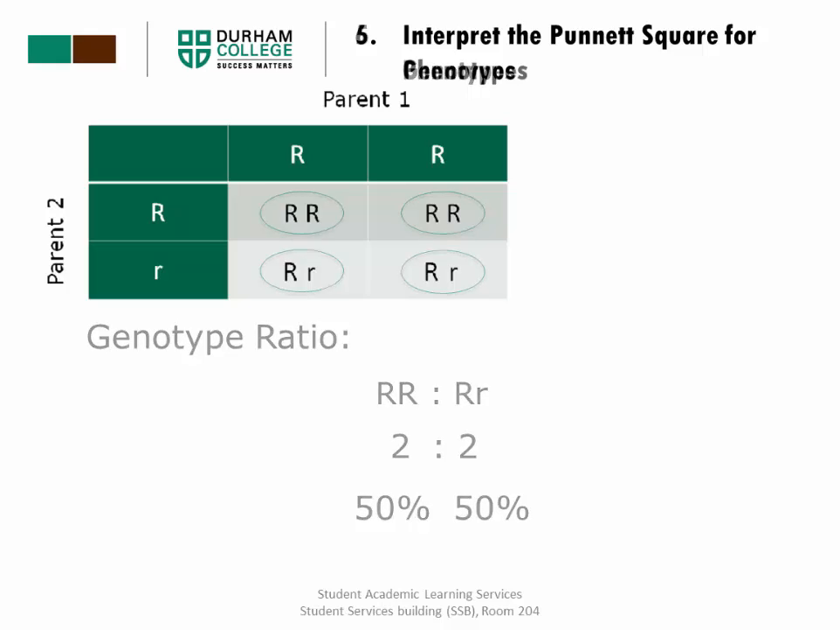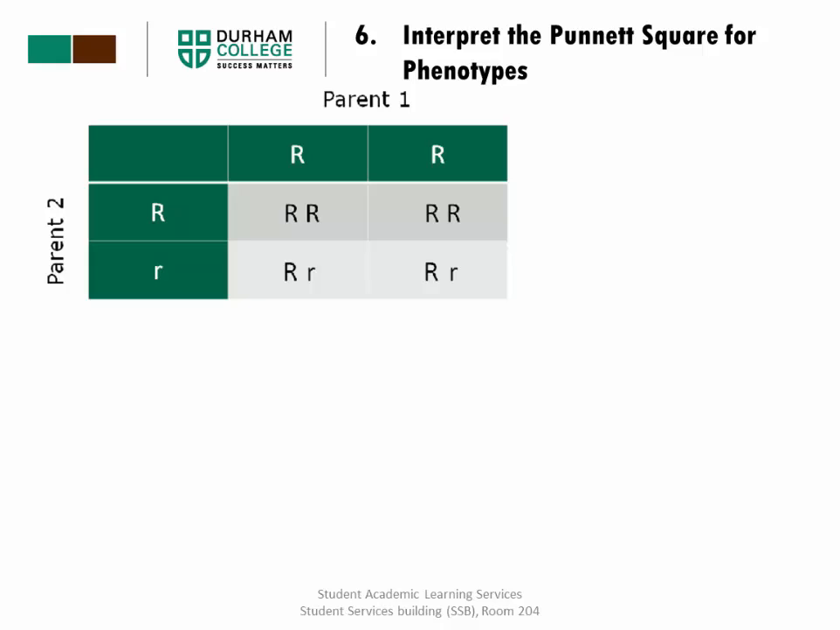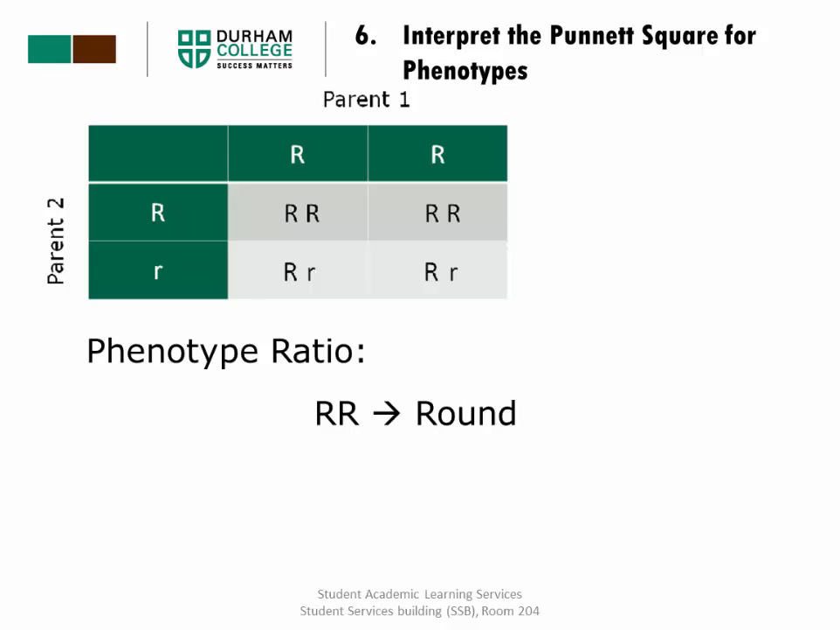We can now interpret the Punnett square for phenotypes. When we look at the individuals that have capital R, capital R, we can note that these are homozygous dominant individuals, and these offspring will be round, as there is a dominant R. The other offspring are heterozygous individuals. These offspring will also be round, as there again is a dominant R. The phenotypic ratio shows that all of these offspring, all 4, will be round. As a percentage, that means 100% of the offspring will be round individuals.